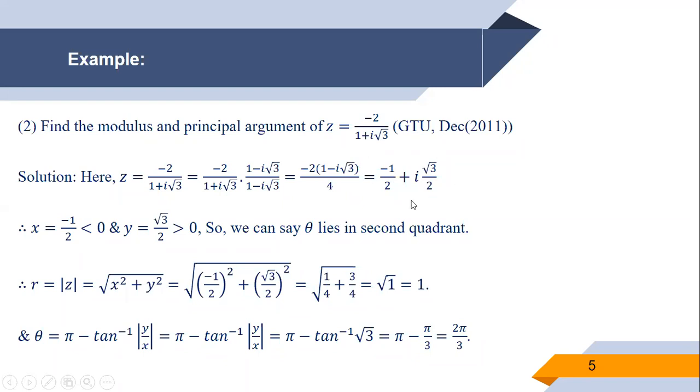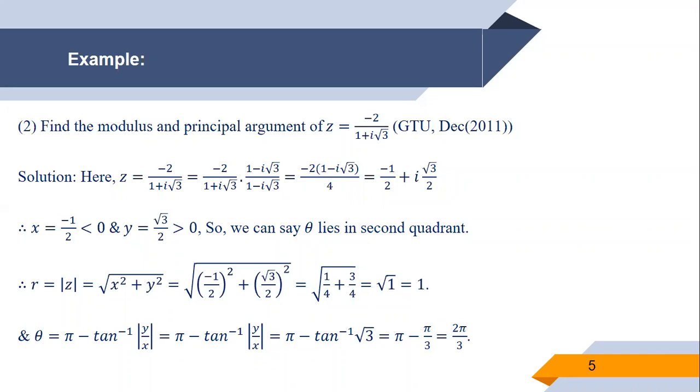So this is a complex number form where the real part is minus 1 by 2 and the imaginary part is root 3 by 2. So we can say x is minus 1 by 2 and y is root 3 by 2. Now we find the modulus: r is equal to mod of z, which is the square root of x square plus y square. So the square root of (minus 1 by 2) square plus (root 3 by 2) square. This is 1 by 4 plus 3 by 4, so 3 plus 1 is 4 by 4, which is 1. Root 1 is 1. So r is 1, that means the modulus is 1.